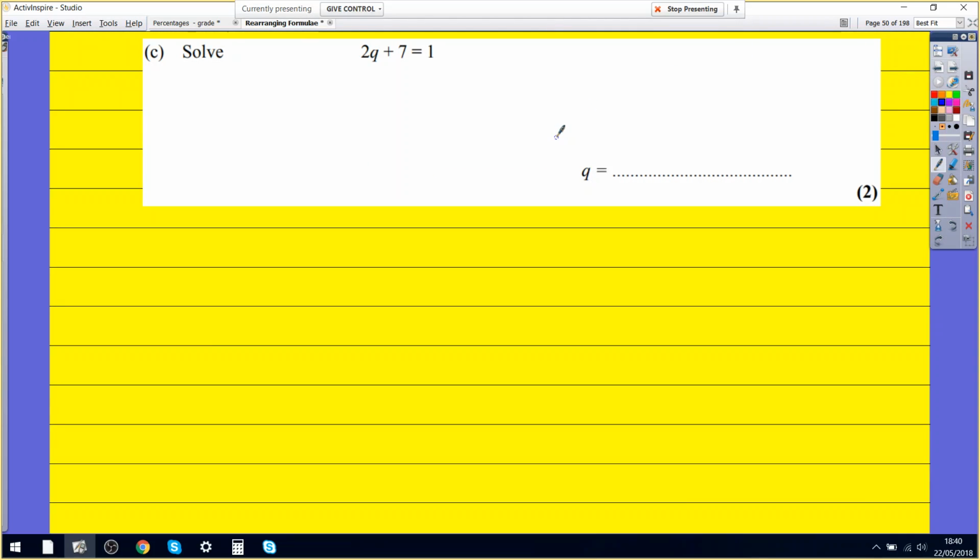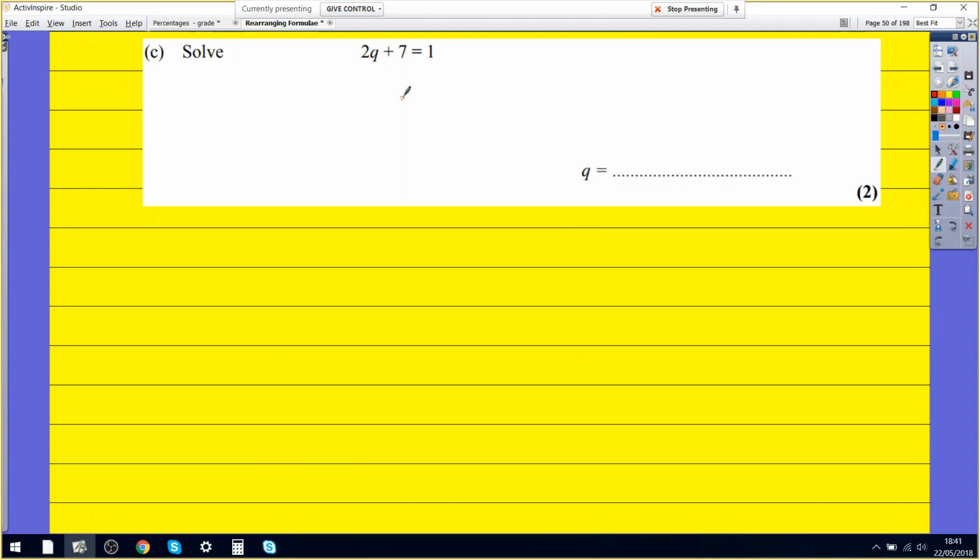Okay, how about this? 2 plus 7 equals. So yeah, try to follow the steps. Would it be a minus? Yeah. That'd be minus 8.